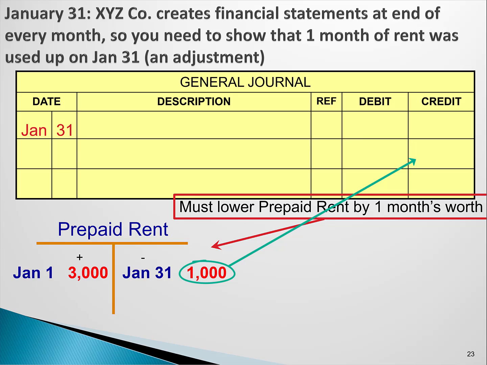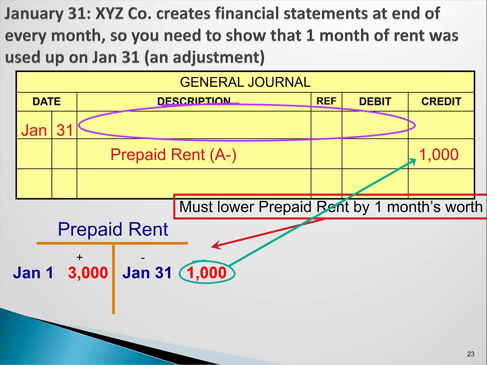So that is a credit that I'm going to put in the general journal. So I'm going to skip the debit for now, and I'm going to directly go to the credit. And the credit is prepaid rent. A minus is reminding that it's an asset going down, and the credit is $1,000. How did I calculate the $1,000? Because that's 1 month's worth of rent.